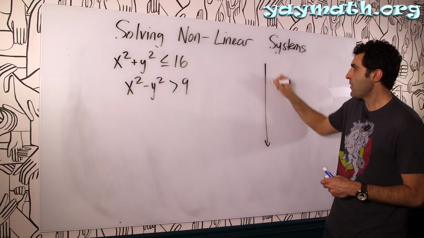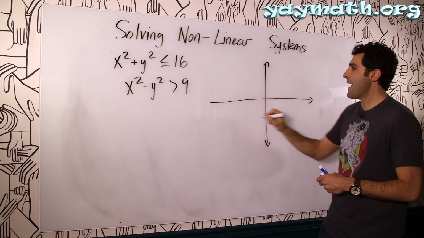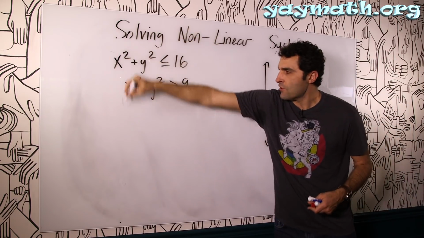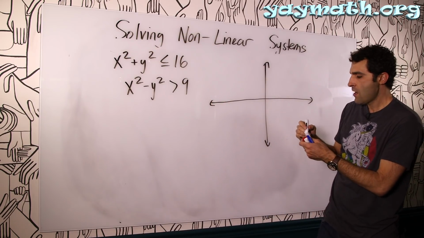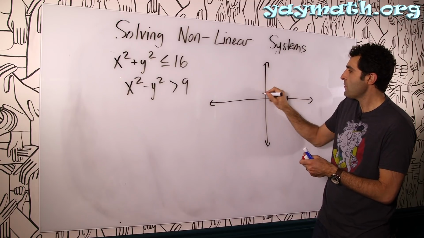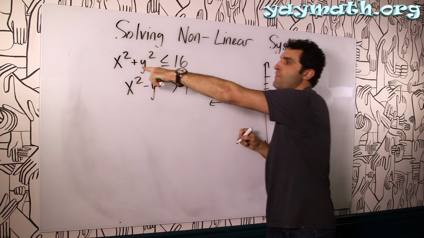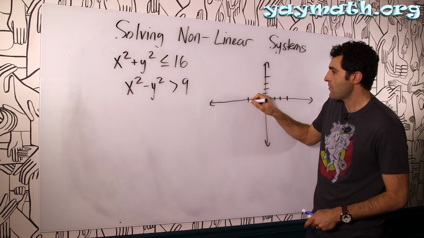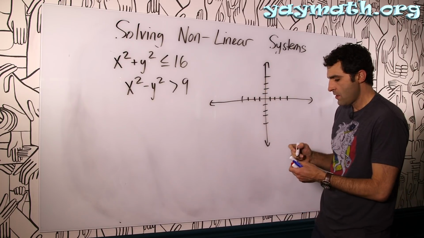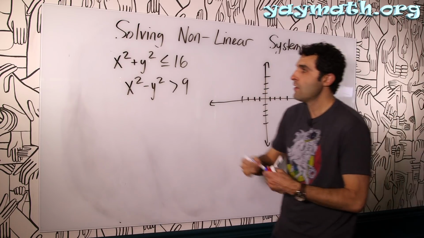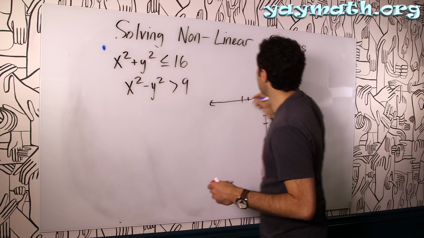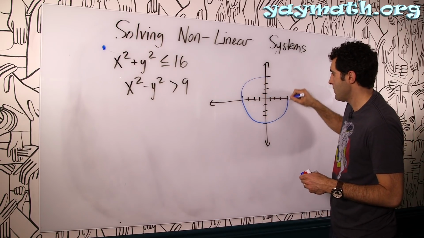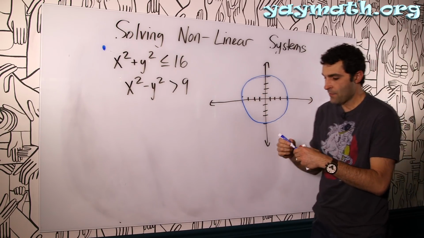Let's graph the first one. This is a Cirque du Soleil circle. Radius 4: 1, 2, 3, 4, 1, 2, 3, 4. Center at 0, 0. No shifting. 1, 2, 3, 4. 1, 2, 3, 4. Graph this guy in blue. There it is. Around we go. And then we have this.